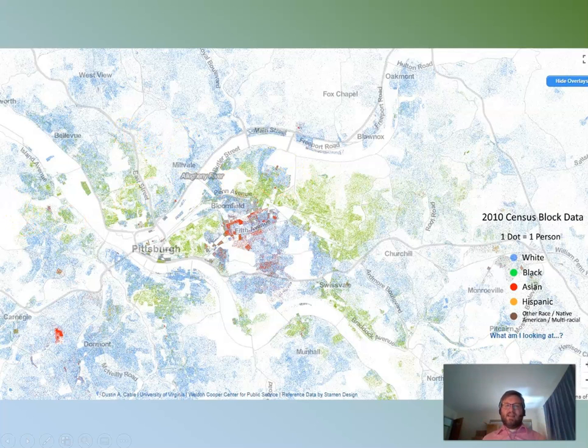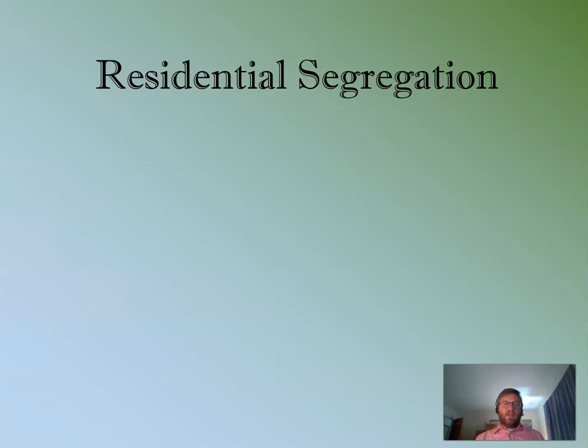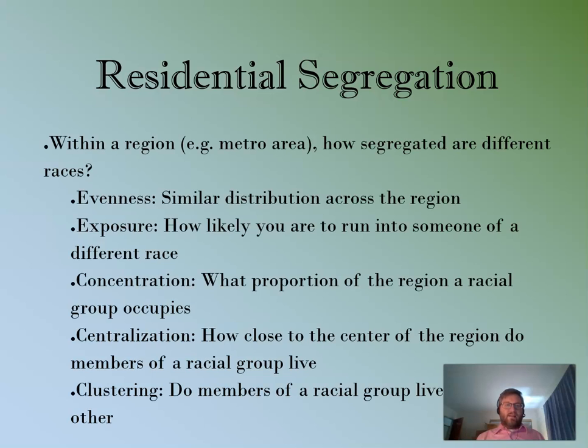So we can see the residential segregation on a map like this of Pittsburgh. We can see how we have distinct neighborhoods, some inhabited by white people, some inhabited by black people, and of course, if we're looking at other cities, there'd be major neighborhoods, perhaps of Asian, of Hispanic, and so forth. So why does this occur?